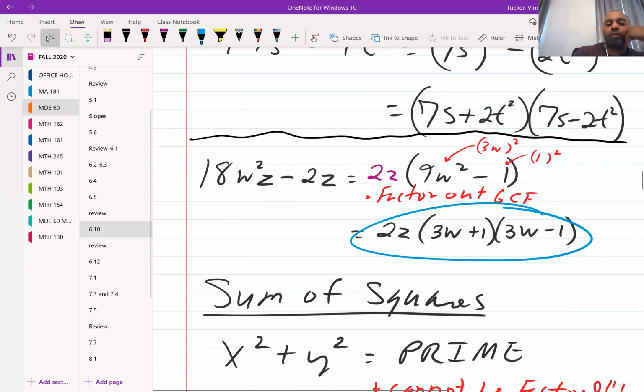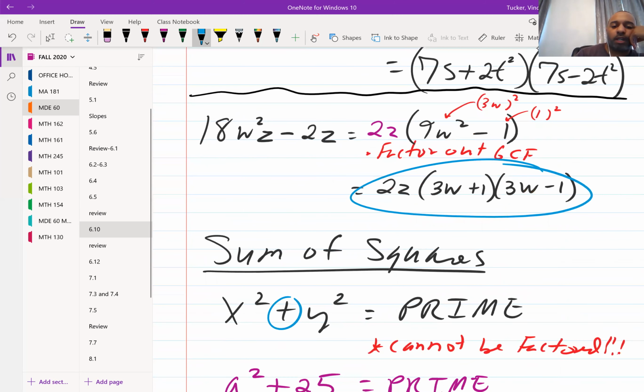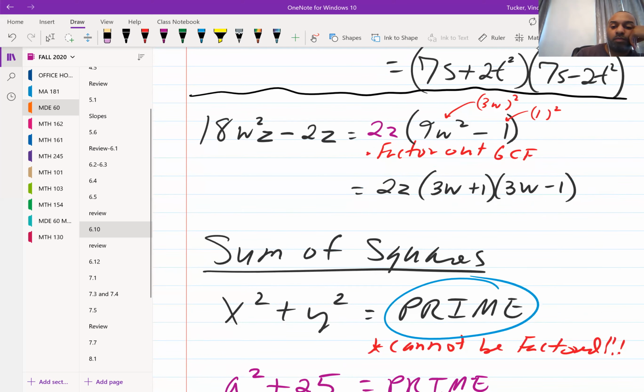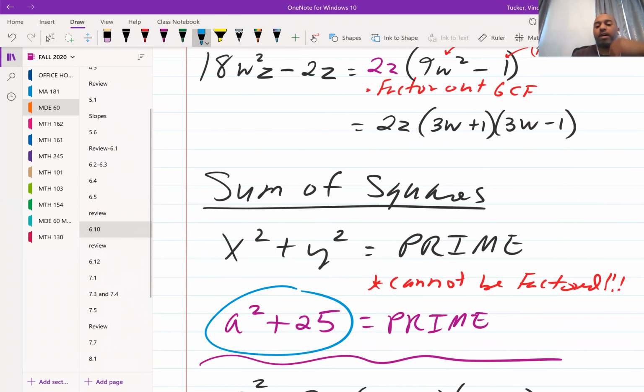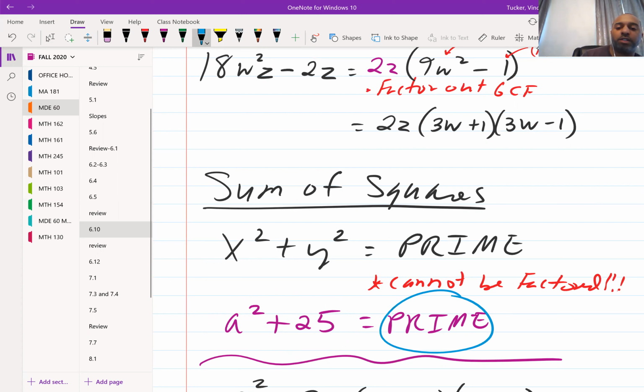All right, now the sum of squares, in other words, if there's a plus sign in between your two perfect squares, that cannot be factored, so the result would just be prime. Remember before we had a squared minus 25 and could factor that to a plus 5, a minus 5. But if you have a squared plus 25, that's actually just prime. You cannot factor the sum of squares.